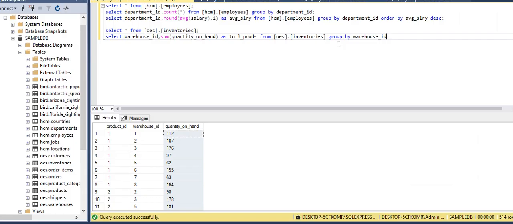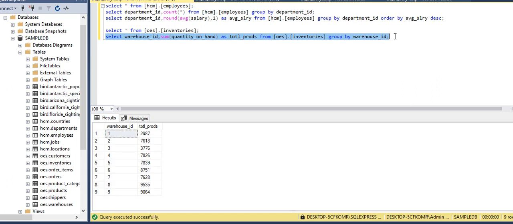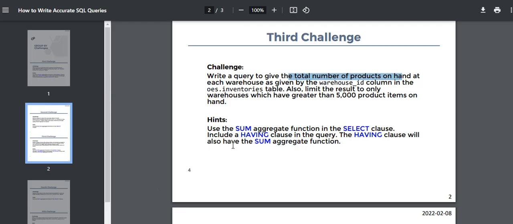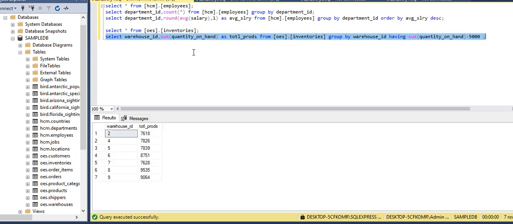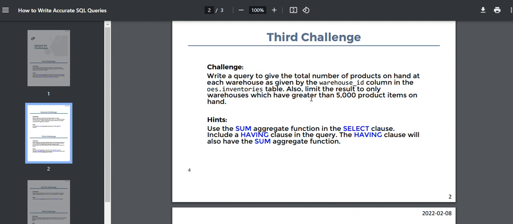First of all, let's see the results: 2000, 7000, 3000, 7000 total products, right? So here he is asking to limit to product totals greater than 5000. Here again we have to use the having clause. In the having clause we can't use the alias name. Here we have to use the function itself, sum of quantity on hand, greater than 5000, right? In this way we get the warehouses with greater than 5000 total products. This is the third challenge.